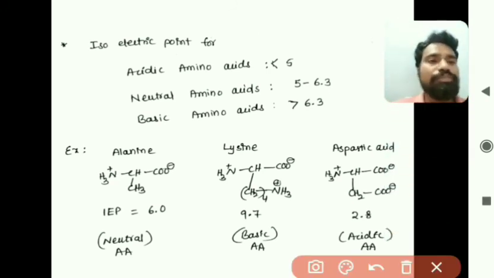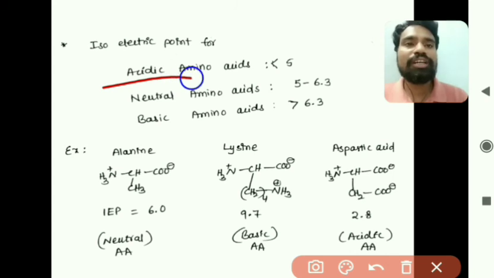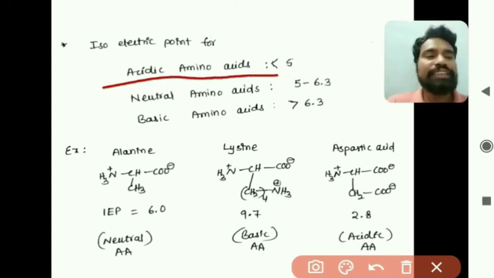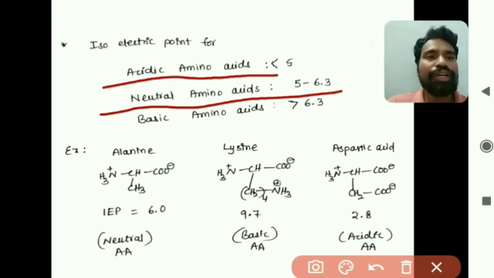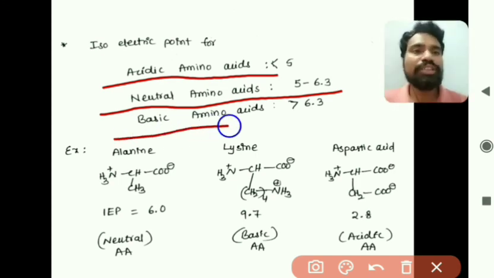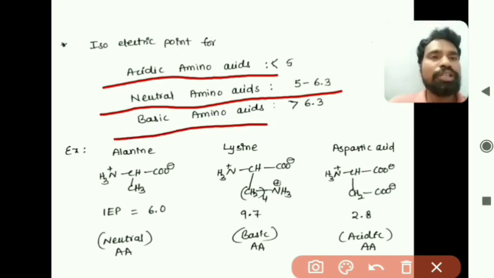Just before going to the example, we know that there are three kinds of amino acids based on acidity and basicity: acidic amino acids, basic amino acids, and neutral amino acids. For acidic amino acids, the isoelectric point would be less than 5, for neutral amino acids it is between 5 and 6.3, and for basic amino acids, the isoelectric point is greater than 6.3.